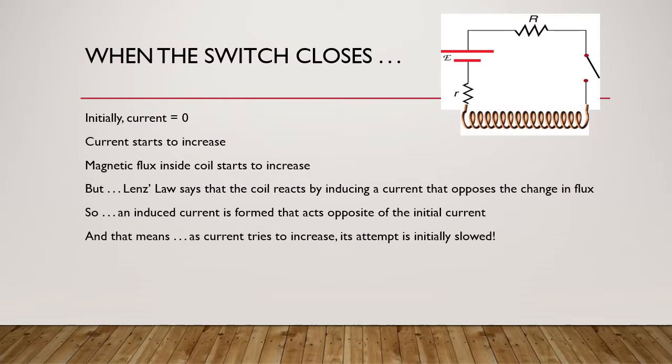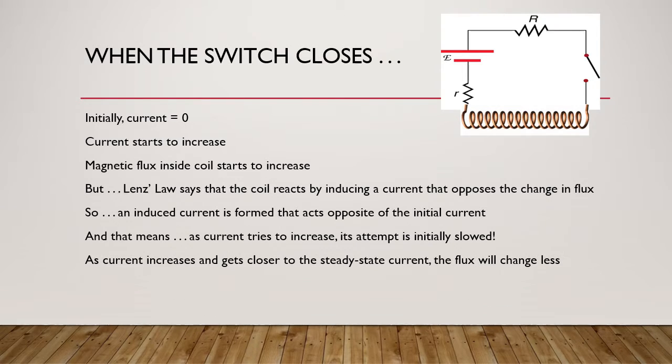And what does that mean? As the current tries to increase, the change in that current is going to cause that to slow. So it's not going to jump up to that value of E equals big R plus little r. It's going to stop itself. It's going to make it difficult to move.